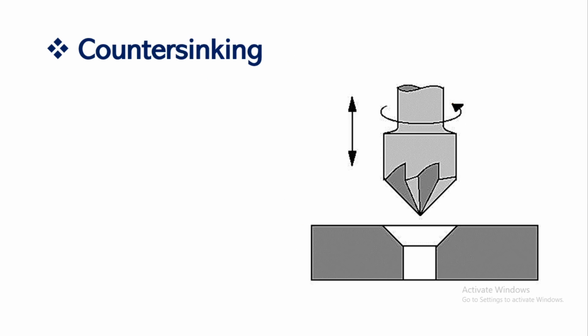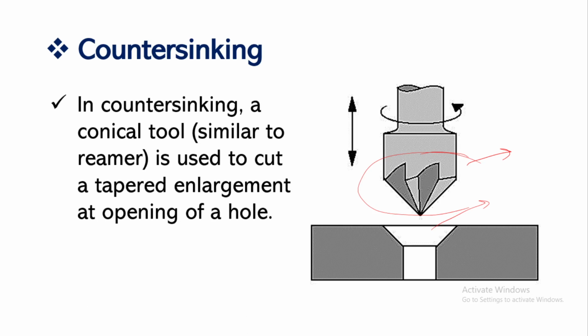Next is countersinking. This is similar to reaming; in the reaming tool it was a cylindrical type of tool, but here it has a conical type geometry. As we have seen in the chamfering operation performed on the lathe machine, this may be called internal chamfering. So the first point in countersinking is a conical tool, as I told you.